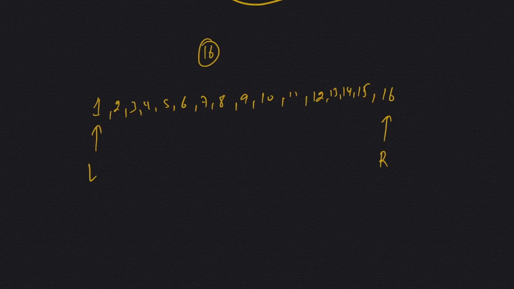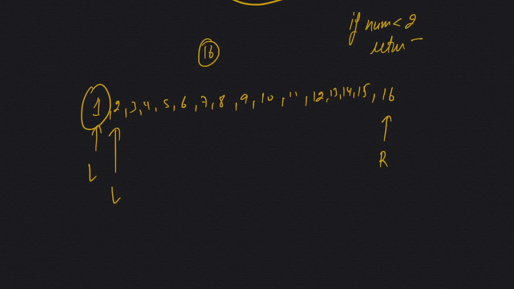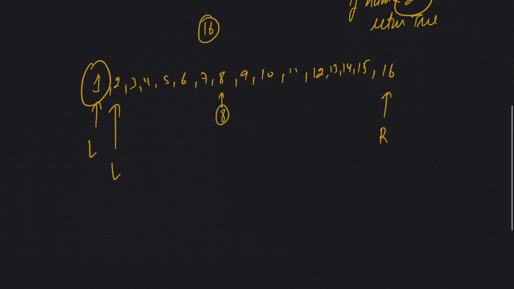Or to be more optimized, we can reduce 2 points. And how? We can start our left from 2 because we know the square root of 1 is 1. So we can put a condition: if num is less than 2, I can simply return true. Rather than putting the right pointer at 16, we can point it at 8. And why? Let me talk about that.